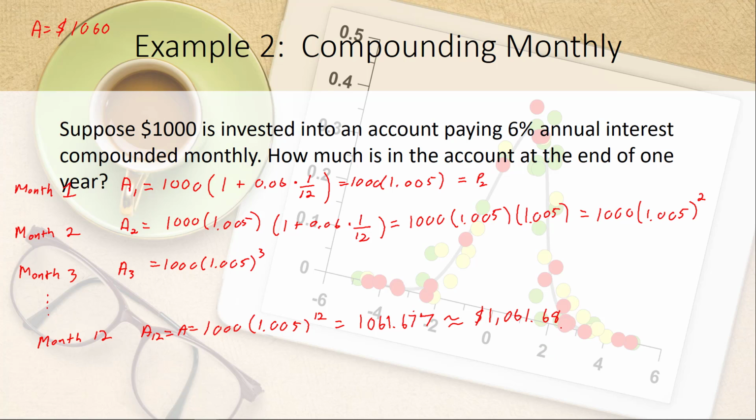Now we want to compare this to what we had when we just compounded annually. And notice if we compound more often, we actually make more money. Here we actually made an additional $1.68, which isn't great, but hey, money's money, right? But notice what's going on here is that we actually have this exponential thing going on, and that is the basis behind the compound interest formula.